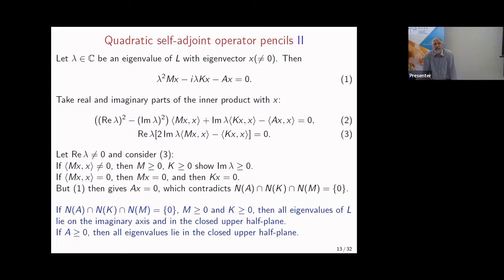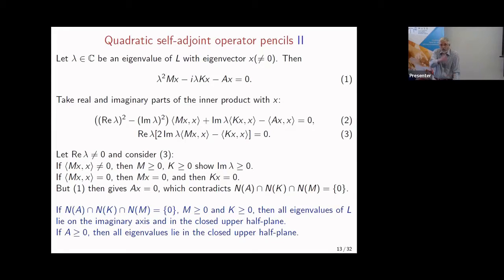So let us now take an eigenvalue lambda in C, and we write down the eigenvalue expression. Lambda squared minus lambda squared mx and so on. Then we take real and imaginary parts, and it's now a simple calculation, which shows us that there can't be eigenvalues with real part different from 0 and imaginary part less than 0.